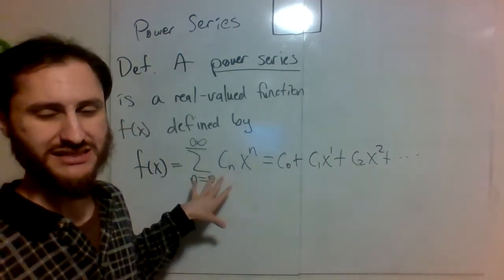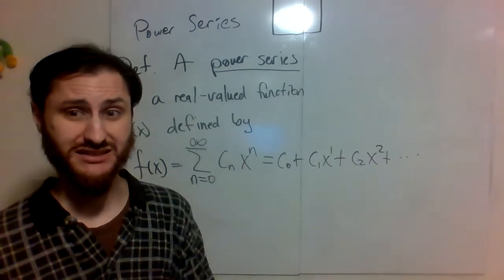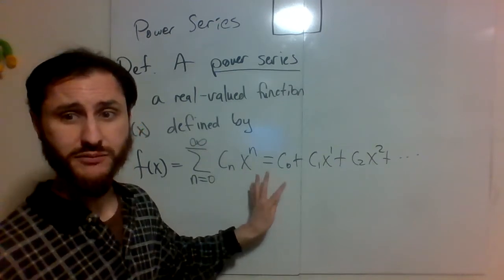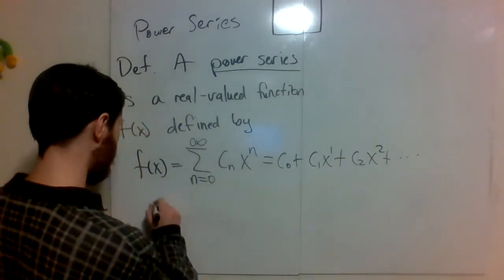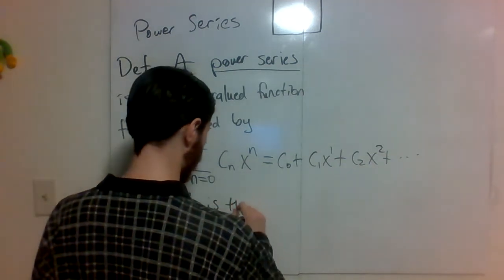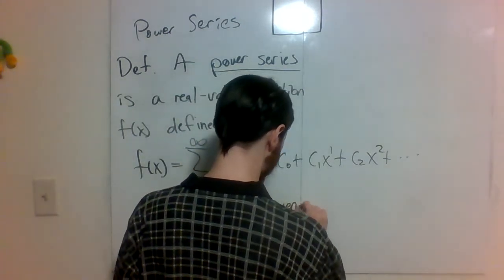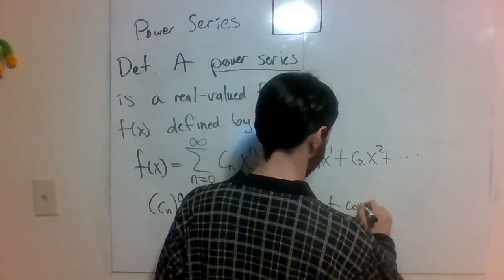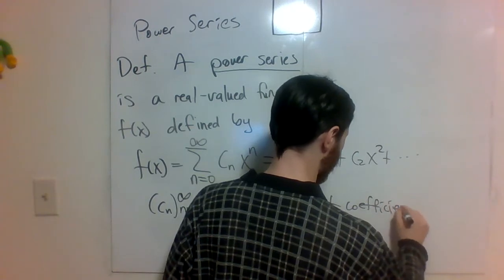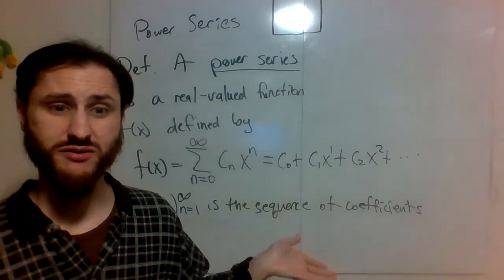And so notice these c_n are potentially all different. It's kind of boring if they're the same. We can talk about that example in a little bit. But a couple other pieces of vocabulary: the c_n. So c_n is what we call the sequence of coefficients.